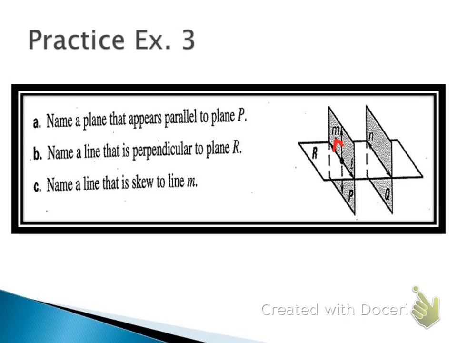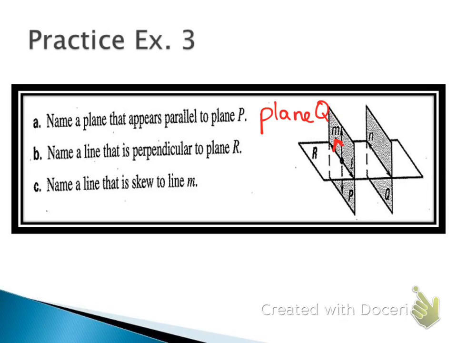So with this, Part A asks for a plane that appears parallel to plane P. Remember, plane P is the one that has a bold P in the corner. Can anyone raise their hand and tell me what plane is parallel to plane P? Nikitra. Plane Q. Those two planes do not appear to intersect. So the two gray planes do not appear to intersect.